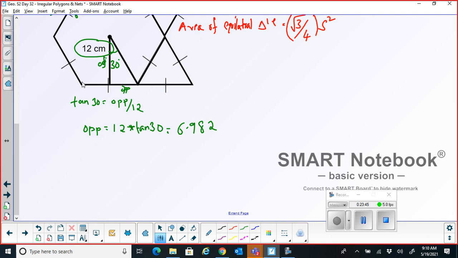The side of this hexagon is going to be twice the opposite. This is the opposite and this also will be the same. So if I do 2 times the opposite, I get the side. 2 times 6.928 gives 13.856.